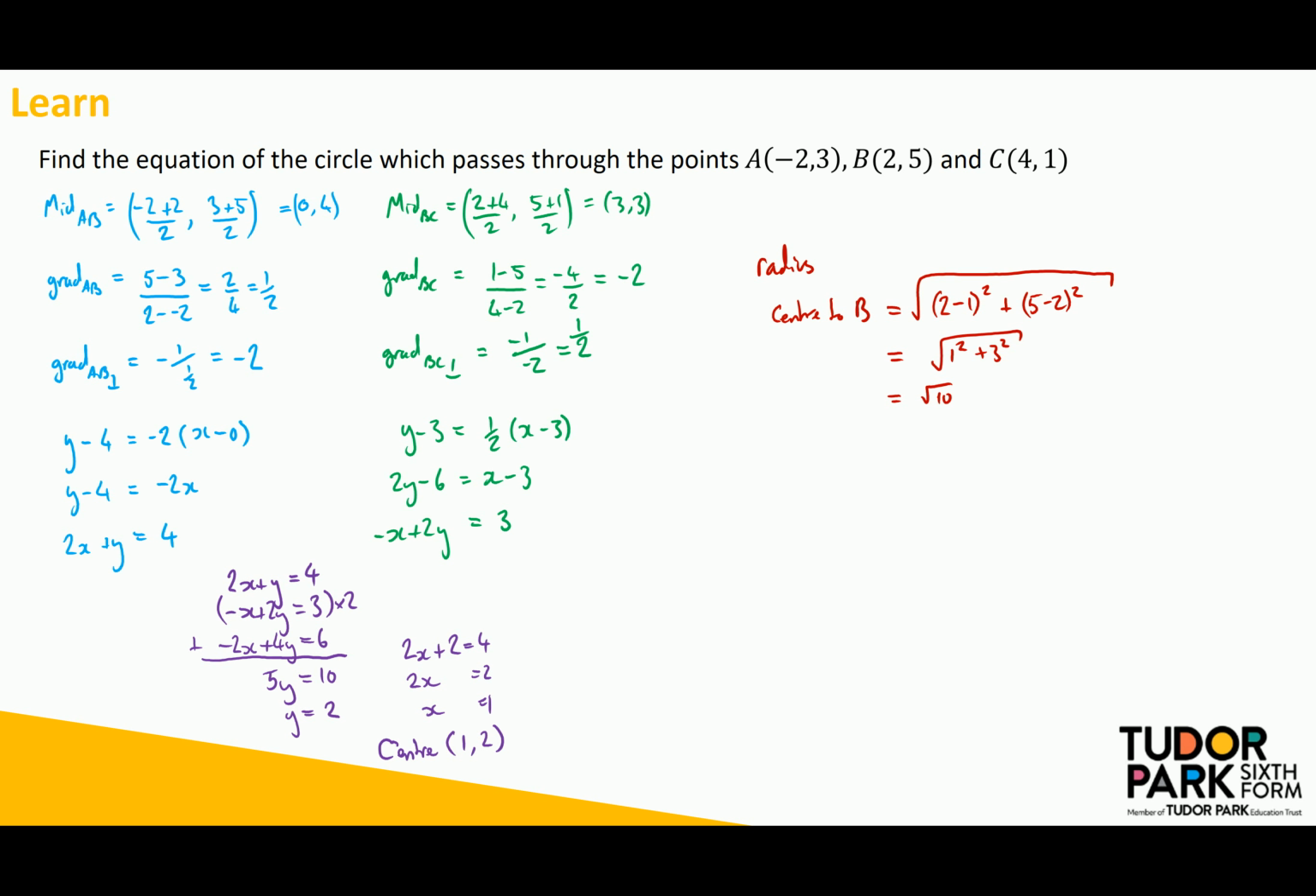And finally, I'm ready to give my answer. So the equation of my circle is going to be x minus the x coordinate of the centre squared plus y minus the y coordinate at the centre squared is equal to the radius of my circle squared. Or I could write that down as x minus 1 squared plus y minus 2 squared equals 10. That's a lot of working. It's seemingly straightforward, but it takes a long time and we have to hold our accuracy throughout.